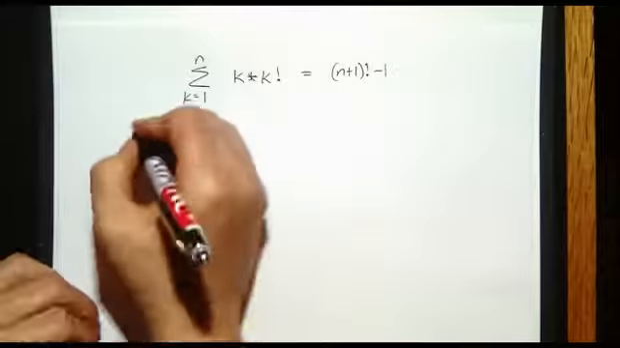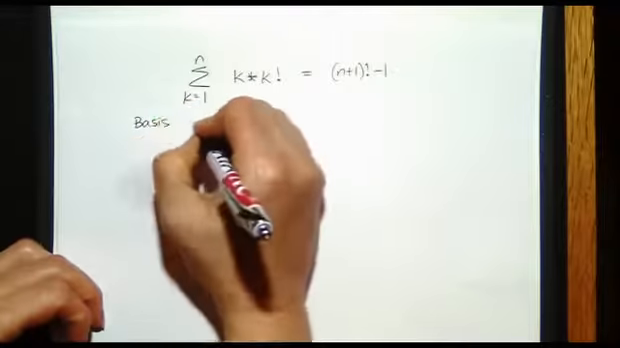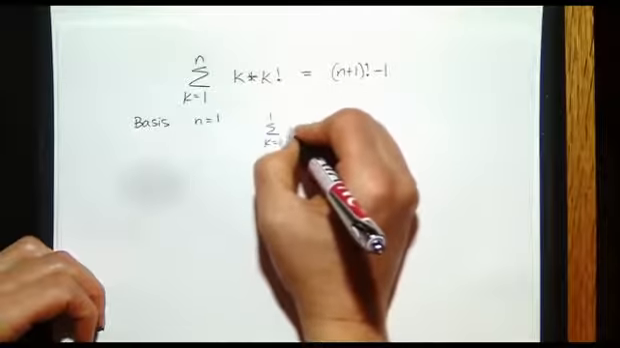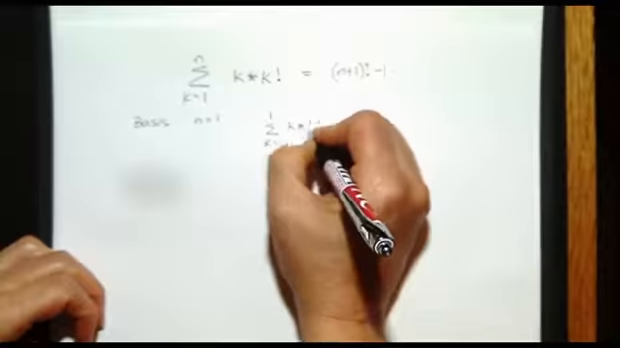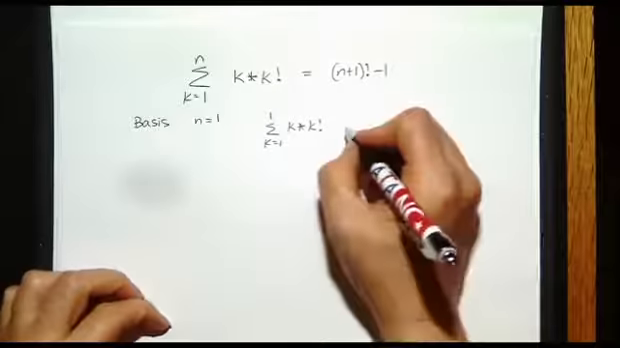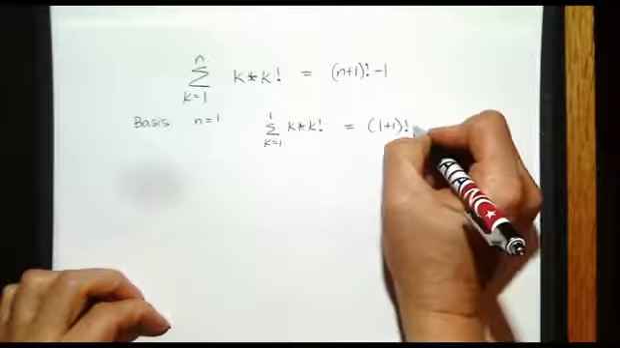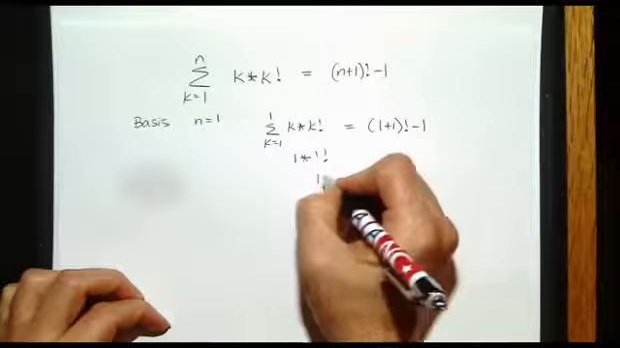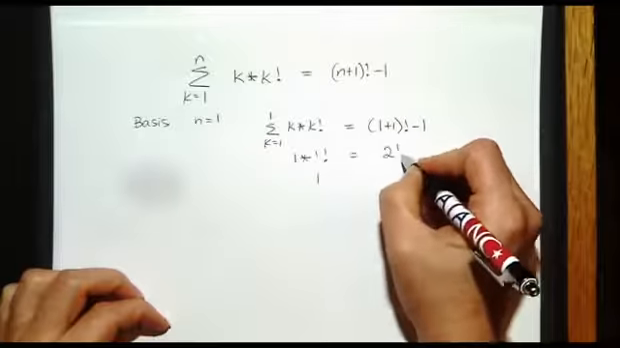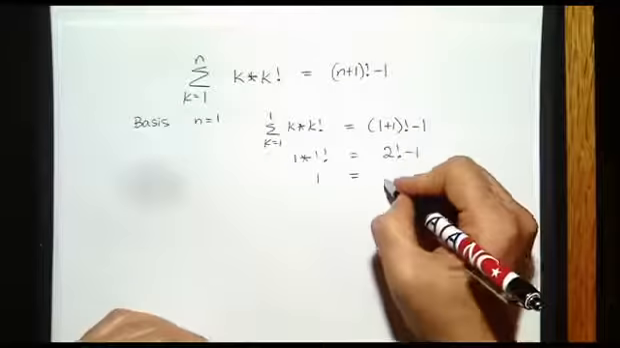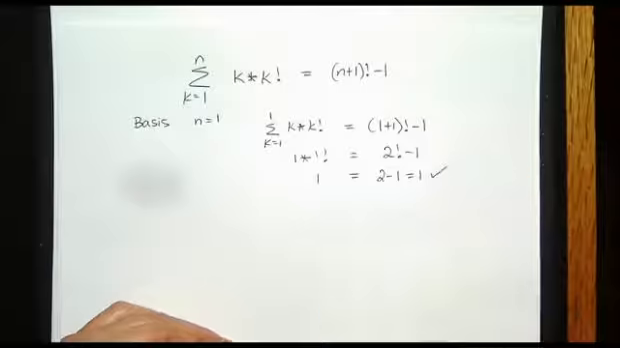All right, so let's prove this by induction. So I'm going to write the left-hand side. Now, you might be tempted to write 1 times 1 factorial inside that summation, but you shouldn't, because all I can do is replace the n's with 1's. So this is 1 times 1 factorial. 1 factorial is just 1, so that's 1. And this is 2 factorial minus 1. 2 factorial is equal to what? 2, because it's 2 times 1. So we get 2 minus 1, which is equal to 1, and that is equal.